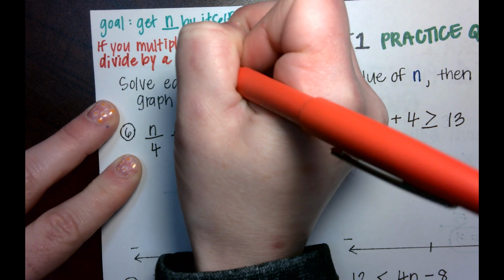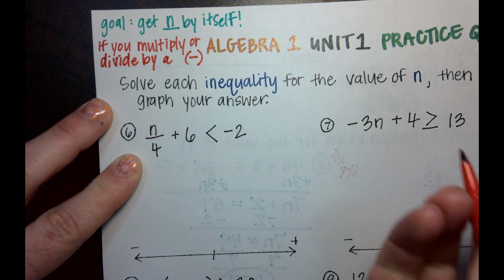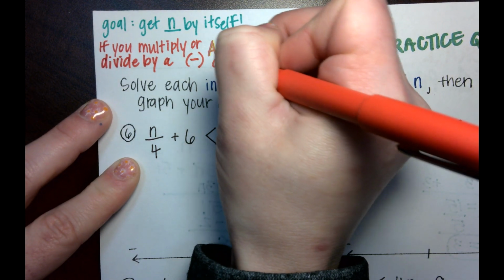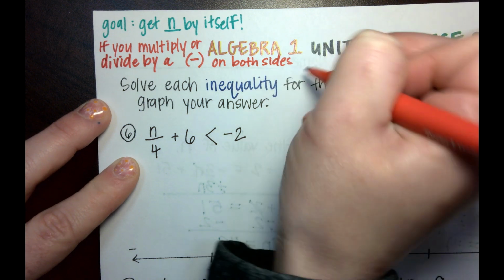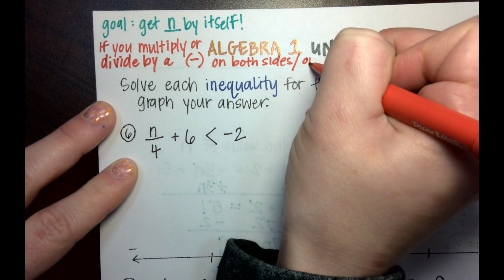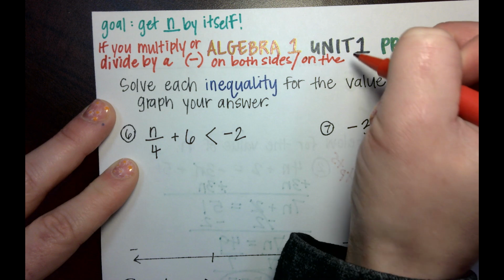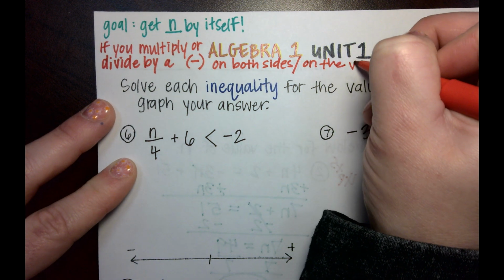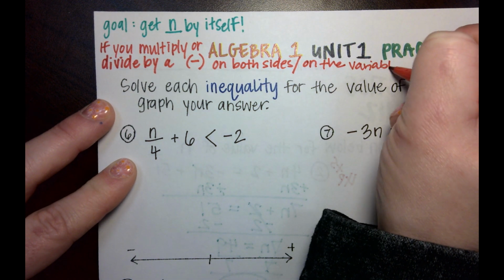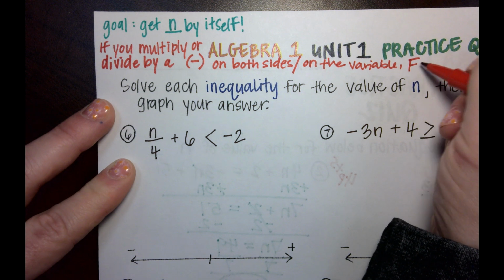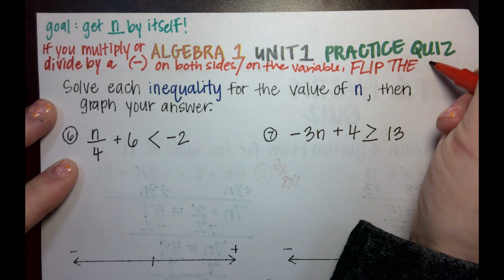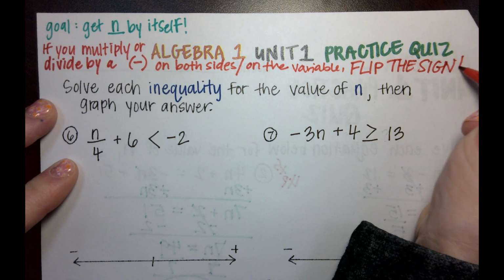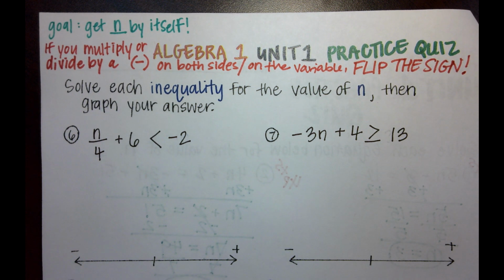So if you multiply or divide by a negative, I'm going to say on both sides, slash on the variable, and you don't have to write all this, whatever helps you remember. I'm going to say flip the sign. Yeah, the flip-flop process. There we go.